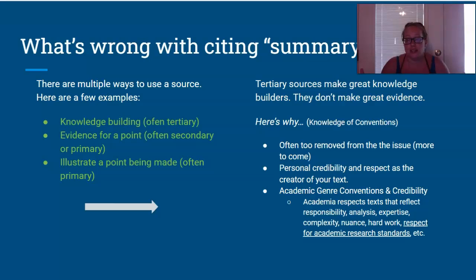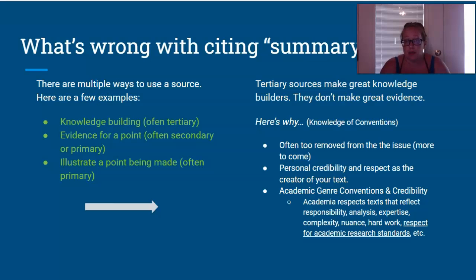So what's wrong with citing summary sources, with citing tertiary sources at the end of your research in your paper? Well, let's start here. There are a lot of different ways to use a source. There's knowledge building, which is often your tertiary sources. There's evidence for a point, which is often your secondary and primary sources, and an illustration of a point. Like if I were talking about film and discrimination, I might use examples of films and do my own analysis and break them down, and that would be illustrating a point.